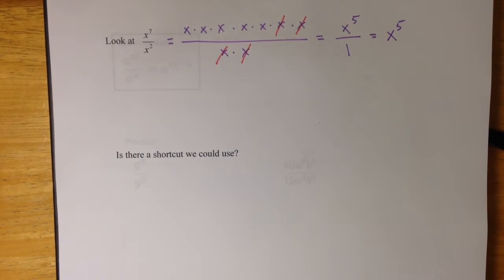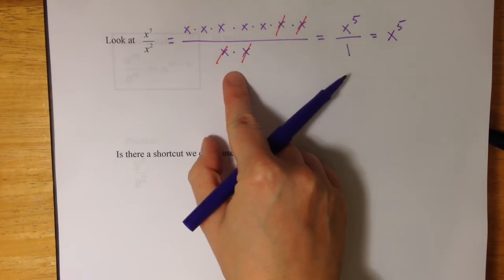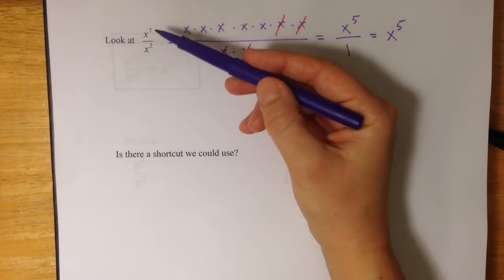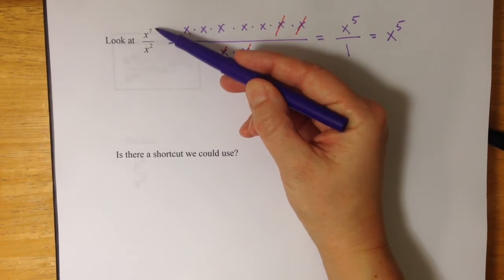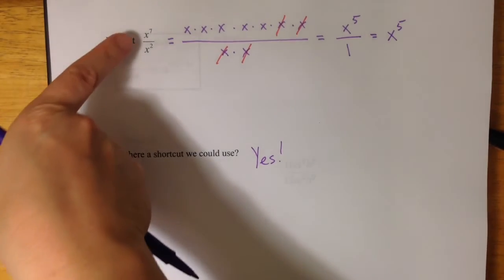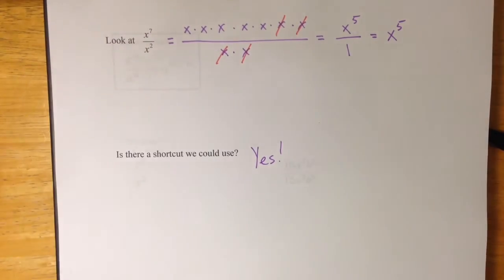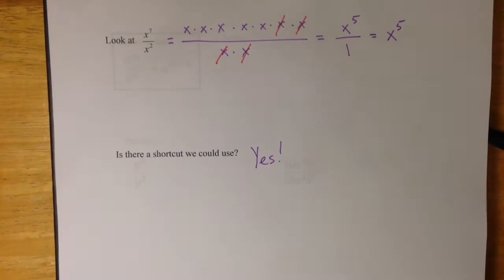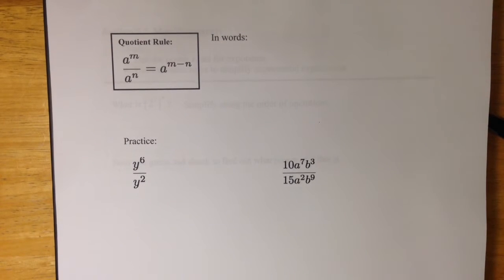All right, I bet you can see that there's a shortcut that we could have used. We didn't really have to write out all of the x's and then cancel. You could have just subtracted the 2 from the 7. So, yes, we could have subtracted the 2 from the 7 to find out that x to the 5th. So that, of course, leads us to our quotient rule.